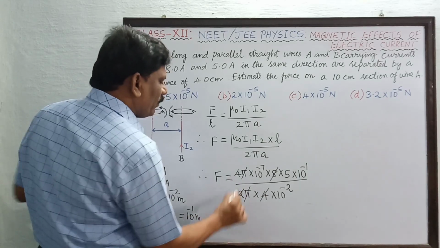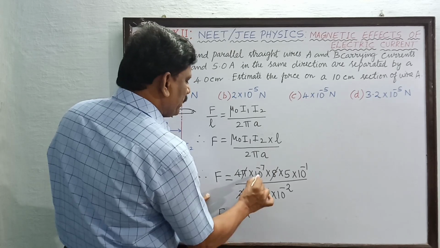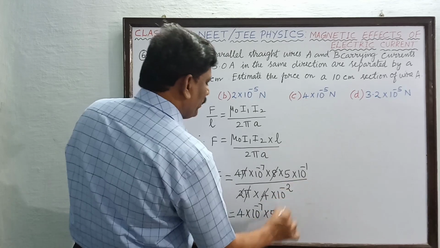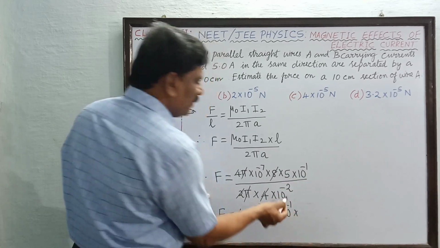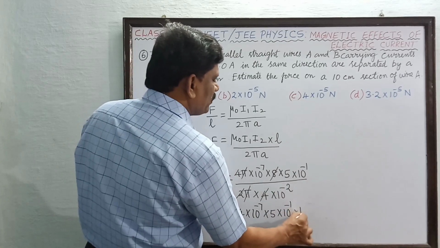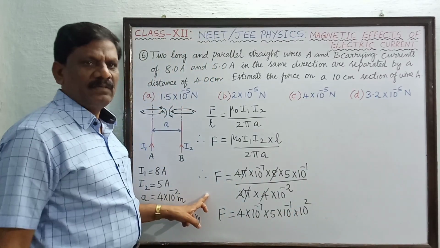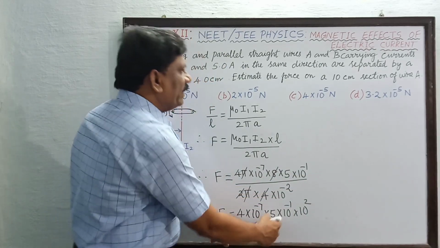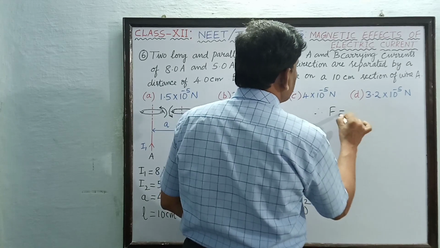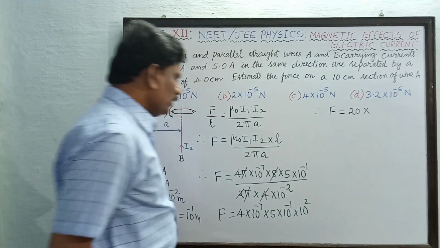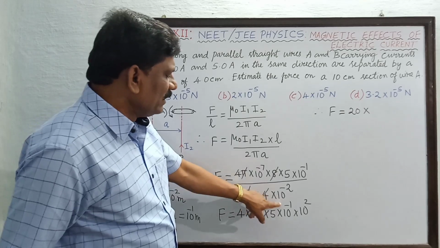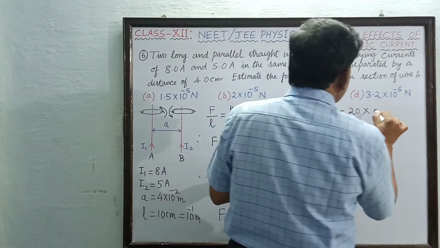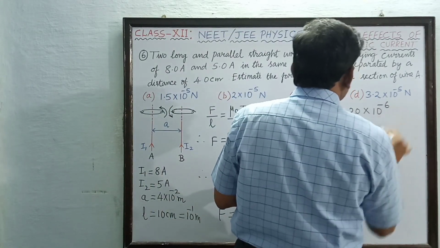So F is now equal to 4 into 10 power minus 7 into 5 into 10 power minus 1. When this 10 power minus 2 is coming up, this will become 10 power plus 2. You should be very careful with the powers of 10 also. So 5 fours are 20. Therefore, F is equal to 20 into, 10 power minus 7 and 10 power minus 1 add to 10 power minus 8, plus 2, so 20 into 10 to the power of minus 6.